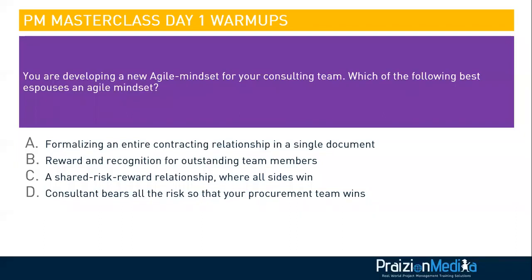You are developing a new agile mindset for your consulting team. Which of the following best espouses an agile mindset? Is it formalizing an entire contracting relationship in a single document, reward and recognition for outstanding team members, a shared risk-reward relationship where all sides win? Consultant bears all the risk so that your procurement team wins. What do you think? I'll give you a minute.